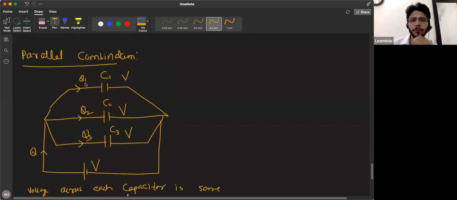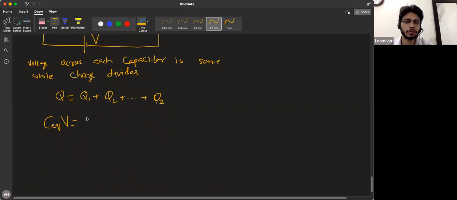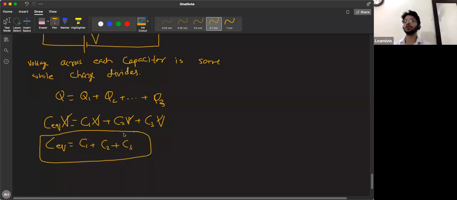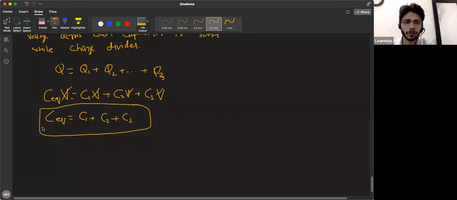What will be the expression of Q1 in terms of C1 and V? Minashi. C1 into V. What will be Q2? C2 into V. What will be Q3? C3 into V. Now see, you can cancel this V from both the sides. You get C equivalent is C1 plus C2 plus C3. This is same as series combination of resistors. So that's the formula for C equivalent.